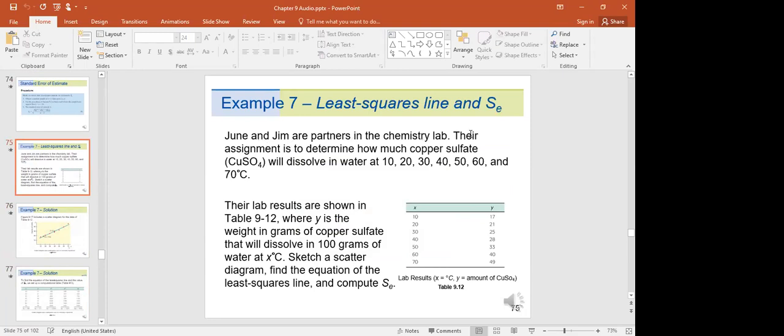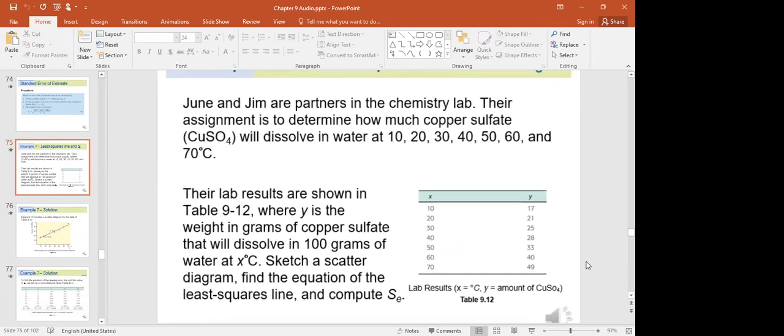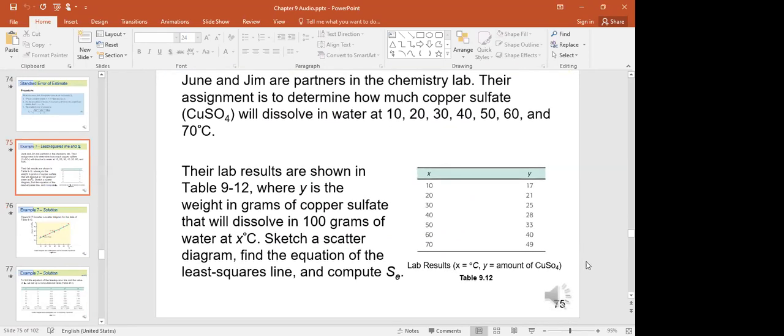June and Jim are partners in the chemistry lab. Their assignment is to determine how much copper sulfate will dissolve in water at each of the following degrees. So, can you grab your calculator? Yep, I've got mine. Do you have your calculator with you? Yep. Okay, so let's go to start, and we will enter the values in L1 and L2. X in L1, Y in L2.